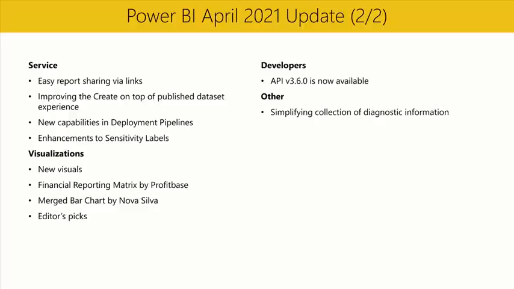In the Developers section, the API version 3.6.0 is now available. We highly recommend you update your visuals to the latest and greatest releases to enjoy new functionalities and improvements. The new API supports the empty data roles feature, which allows you to receive updates from Power BI without the need to bind any data.